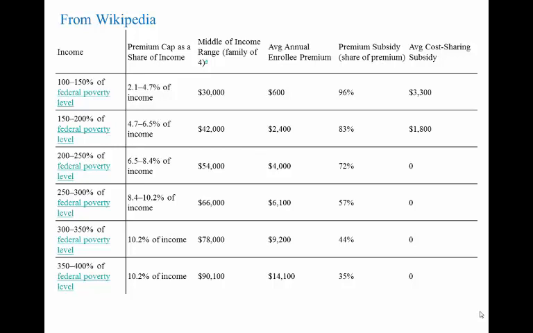Also, your premiums are capped as a share of your income, and what that cap is goes up as your income goes up. You can look over these numbers yourself. What they show is that the requirement that you buy health care is backed up by assistance in buying health care.